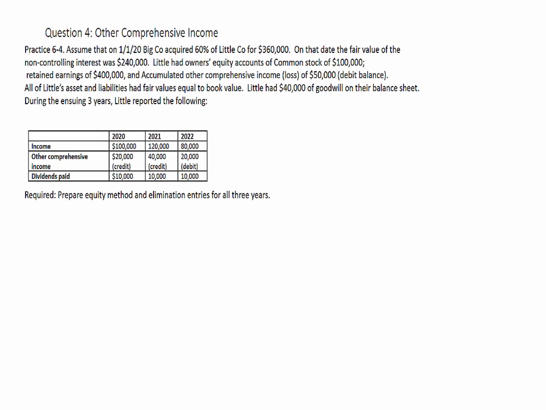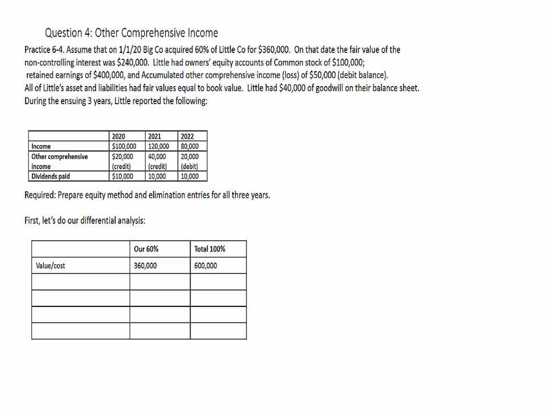Little had owner's equity accounts of common stock and retained earnings and a debit balance in accumulated other comprehensive income. All of their assets and liabilities had fair values equal to book value, except for goodwill, which was recorded as $40,000 on their balance sheet, and which we know, of course, is treated as having a zero value in the consolidation. And during the ensuing 3 years, Little reported income and comprehensive income and paid dividends as indicated in that table. Okay, first let's go ahead and do our differential analysis.